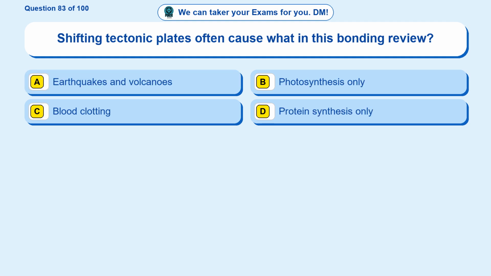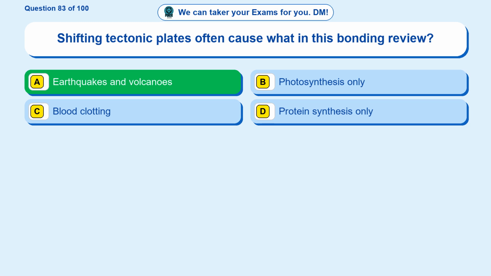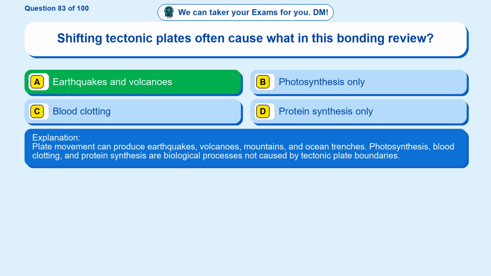Question 83. Shifting tectonic plates often cause what in this bonding review? Option A, earthquakes and volcanoes. Option B, photosynthesis only. Option C, blood clotting. Option D, protein synthesis only. The correct answer is option A, earthquakes and volcanoes. Plate movement can produce earthquakes, volcanoes, mountains, and ocean trenches. Photosynthesis, blood clotting, and protein synthesis are biological processes not caused by tectonic plate boundaries.